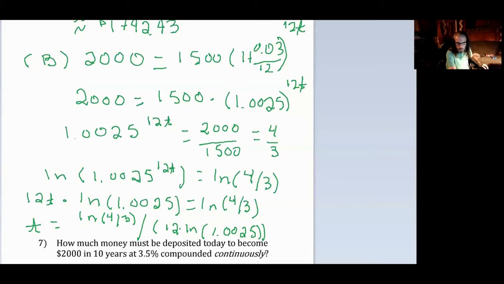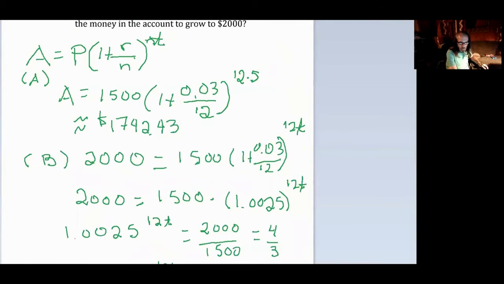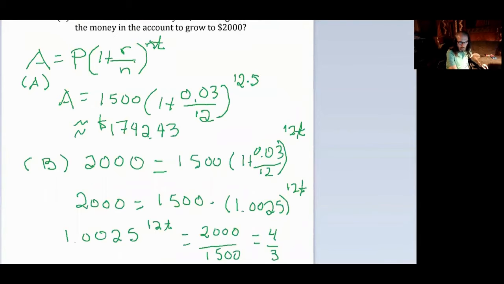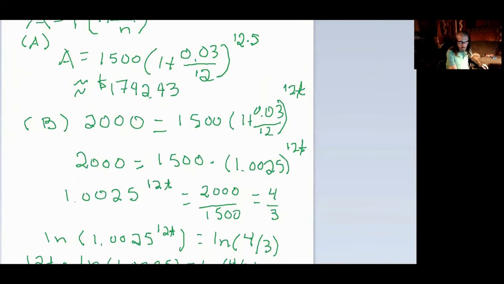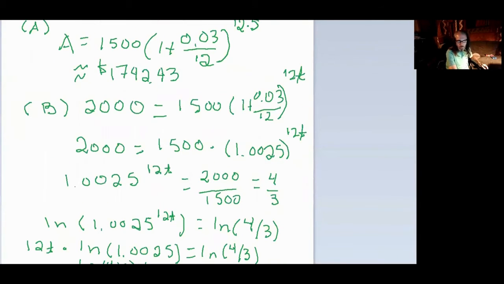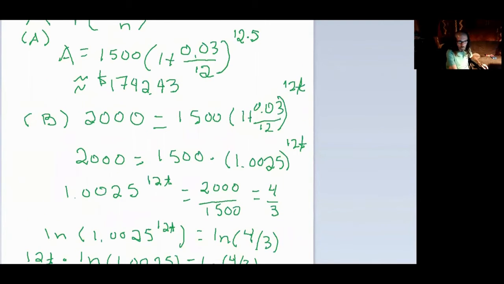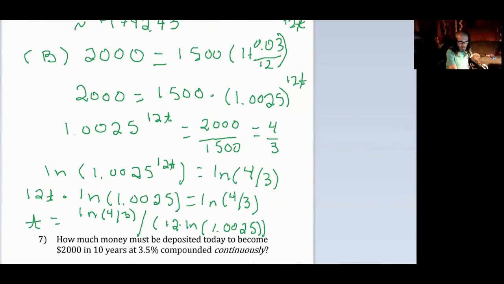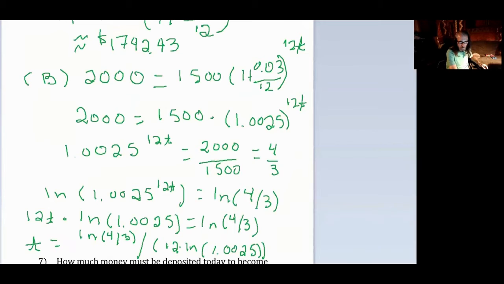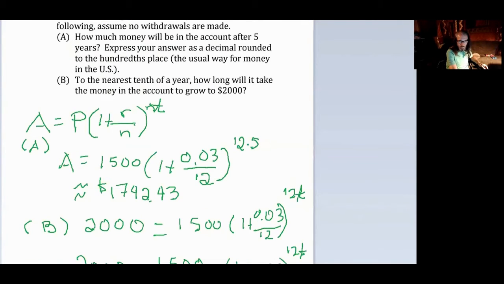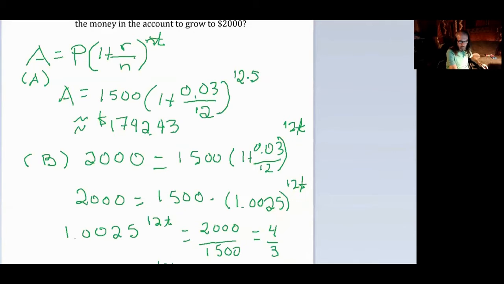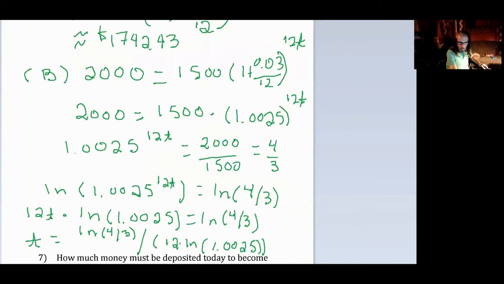Now again, with that same principle, interest rate, and number of times per year that it's compounding, it took 5 years to get to the $1,742.43. And now we're going for something higher. So we should expect the number of years we're going to get to be higher than 5 years. By the way, remember that this is supposed to be rounded to the nearest tenth. So here we go with that.